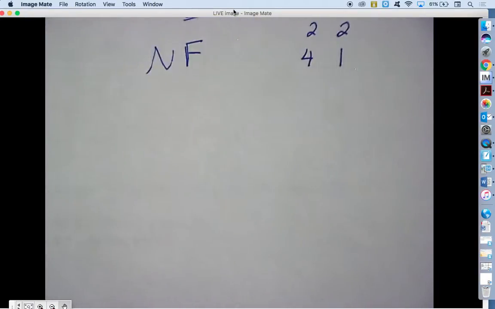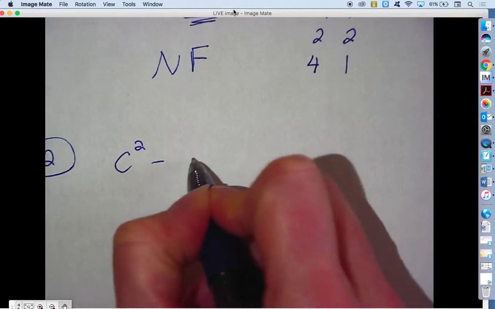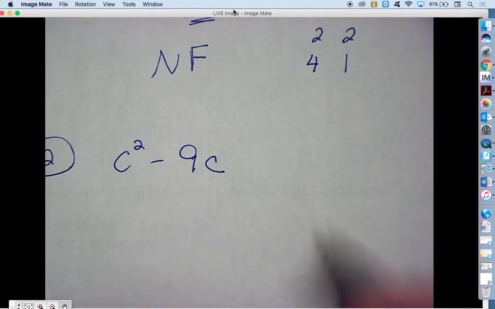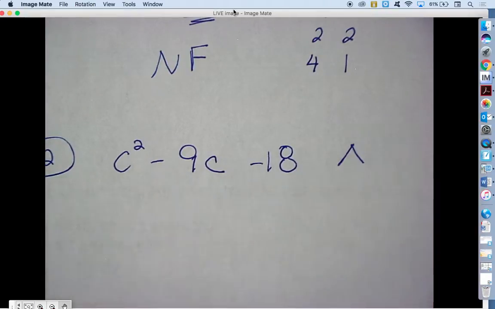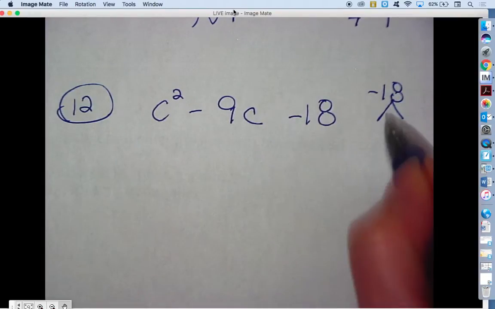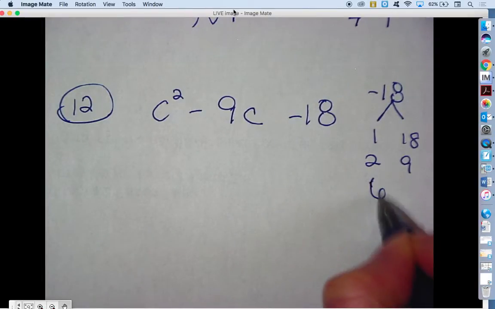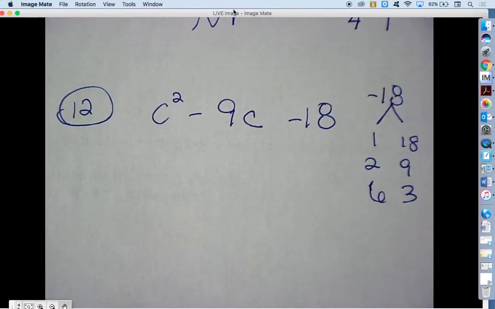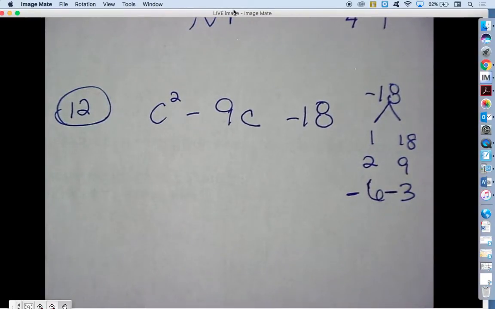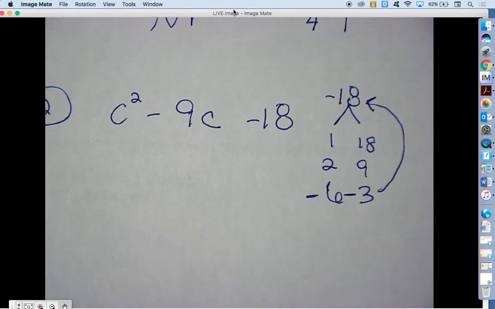David? Number 12. Number 12 says c squared minus 9c minus 18. Oh yeah, I couldn't get this. So again, think of the numbers that multiply to be negative 18. So 1 and 18, 2 and 9, 3 and 6, which really looks like it should work because you got a negative 9 there. But I can't make both of them negative because that does not multiply together to be negative 18. And that's the only way you'd get a negative 9 if both of those were negative.